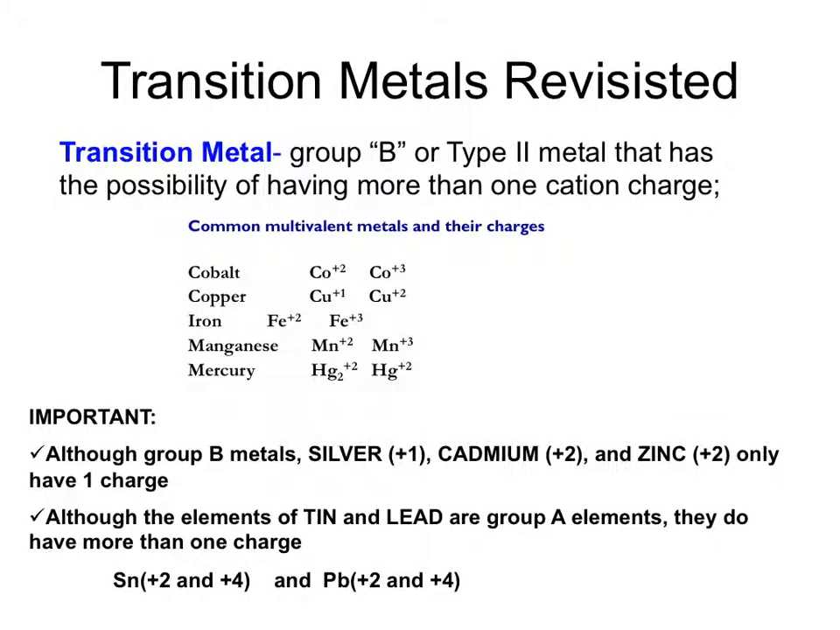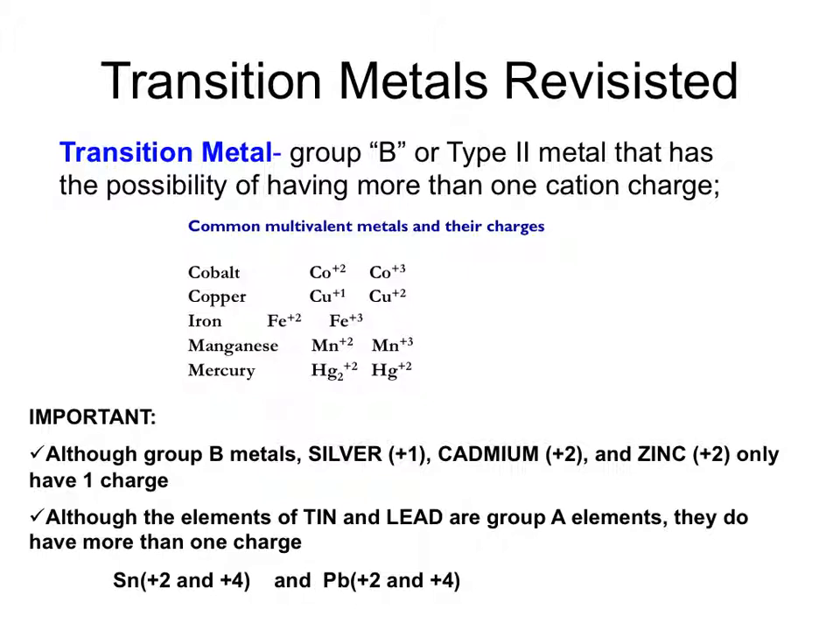So remember your transition metals. They're found in group B on the periodic table. They're your type 2 metal. They have the possibility of having more than one cation charge. In the middle of this screen, you can see some of the common transition metals and their charges. And then I need you to remember that silver, cadmium, and zinc, which are also in group B, only have one charge. Silver is +1, cadmium is +2, and zinc is +2.